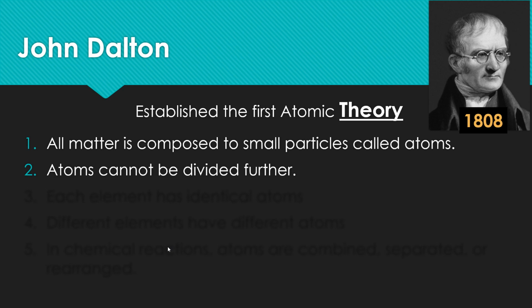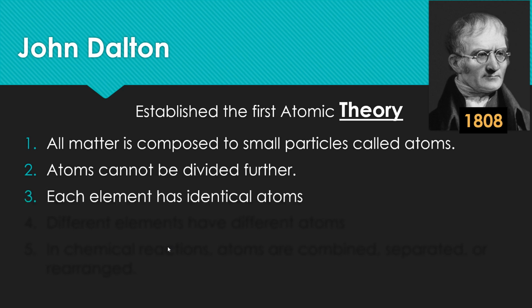he established the first atomic theory. So this is actual science. So a theory is something that seems to be true. There's a lot of evidence pointing toward it, but it hasn't been proven absolutely. So his atomic theory said that all matter is composed of small particles called atoms. He had enough evidence to put this theory together, and that atoms cannot be divided further, just like Democritus came up with.